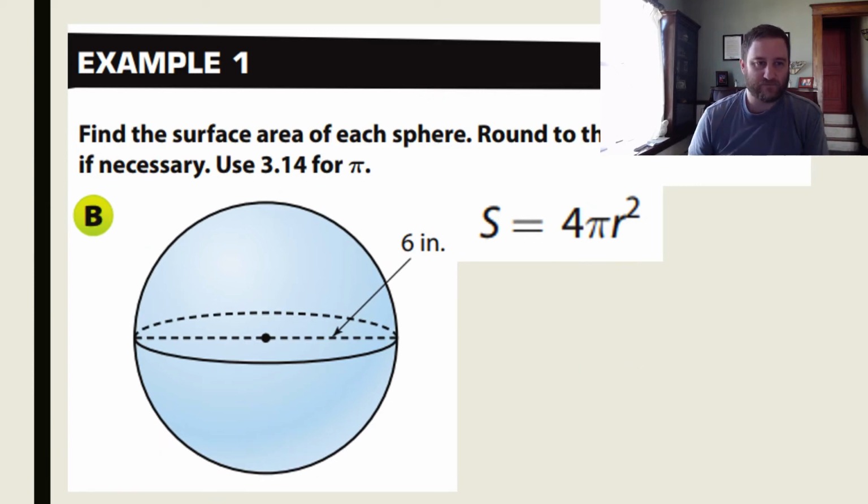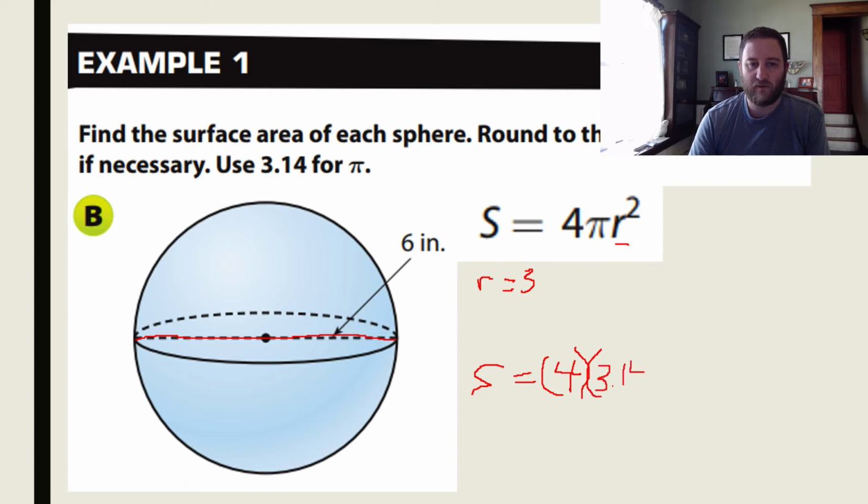Our next example. This one actually gives us the diameter, the full length across the middle of the sphere. We're going to want to plug in our radius, not the diameter. Remember, to find the radius, we take our diameter and divide it by 2. So 6 divided by 2 gives us a radius of 3 inches. Surface area equals 4 times pi, 3.14, times our radius squared. Our radius is 3, so we're going to do 3 squared.